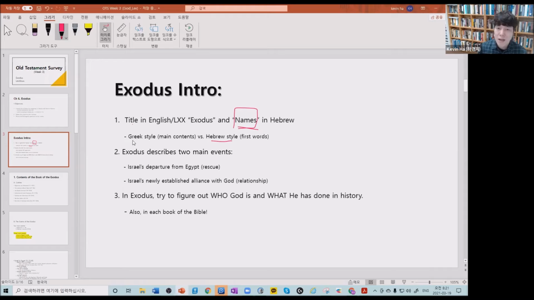But a Greek style or modern-day style uses the main idea, the main content of the book. Okay, two different ways. The Greek style is focused on the main idea, main content of the book. But in the Hebrew style, they just put the first word as the title of the book.